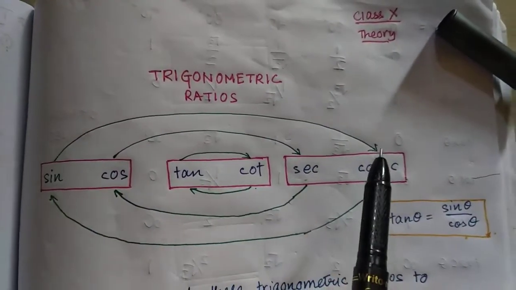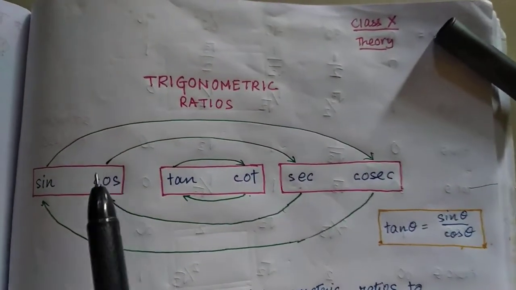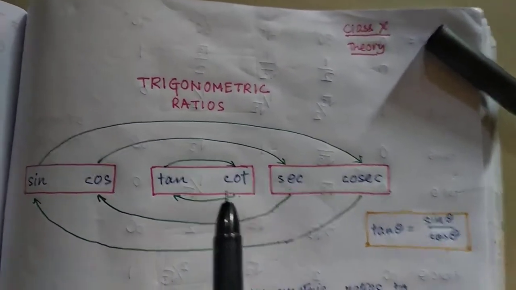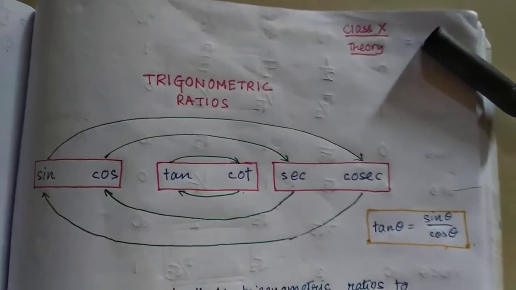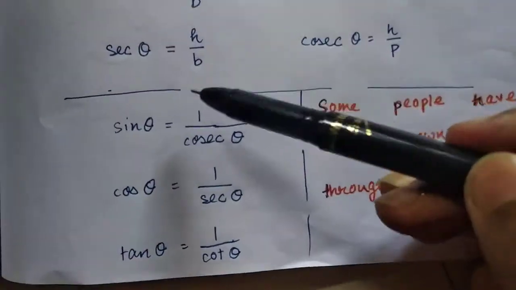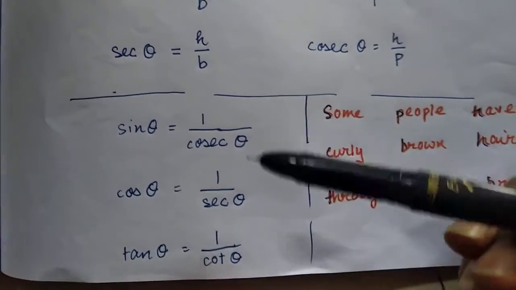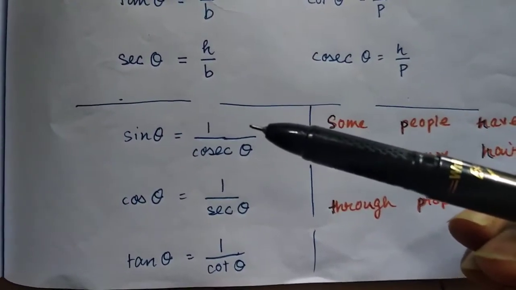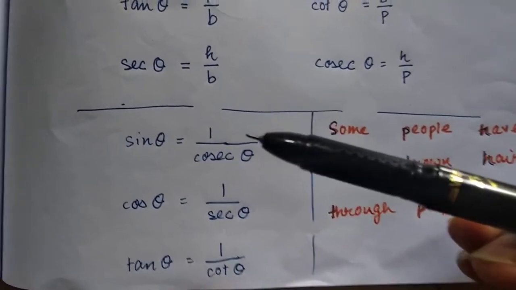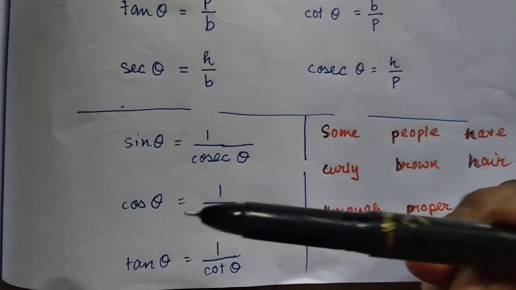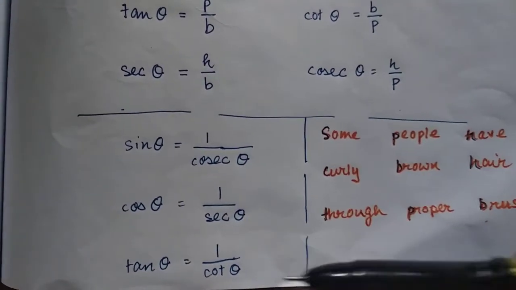Now, I told you earlier that sine and cosec are like brothers and sisters. Cos and sec are like brothers and sisters. Tan and cot are like brothers and sisters. Now I'm going to tell you why. If you find the reciprocal of sine theta, you will get cosec theta, and vice versa. If you find the reciprocal of cos theta, you will get sec theta, and vice versa. If you find the reciprocal of tan theta, you will get cot theta, and vice versa.